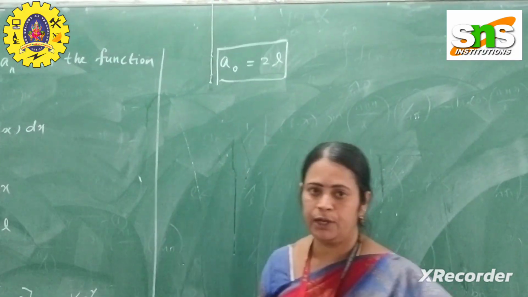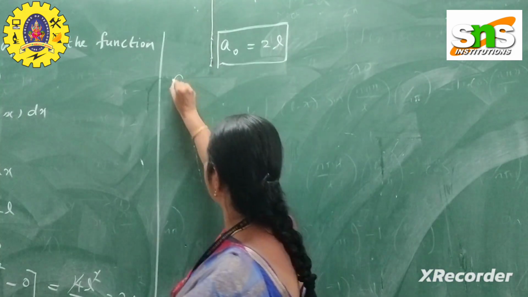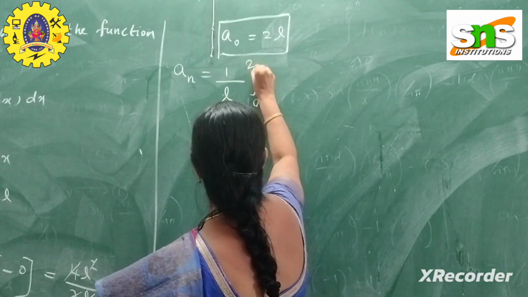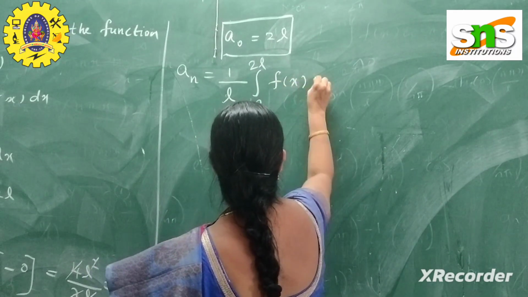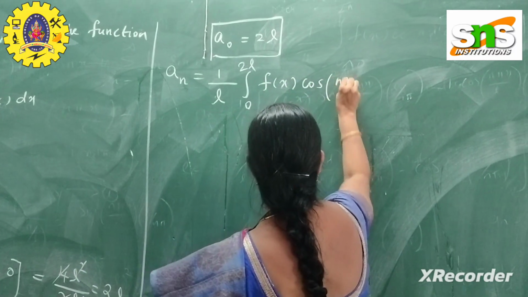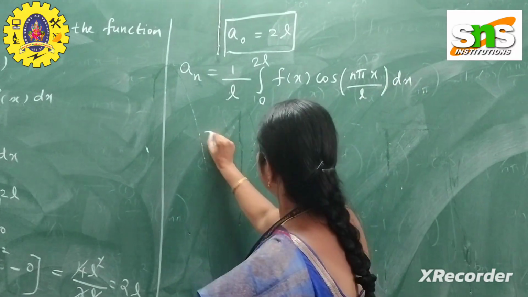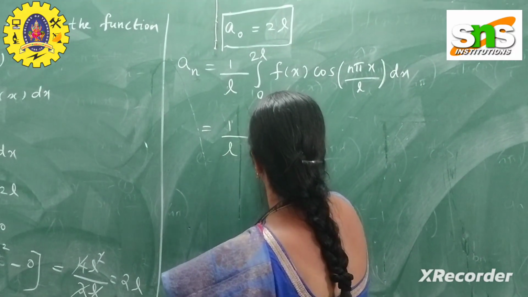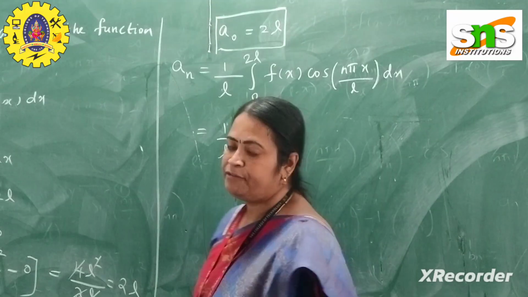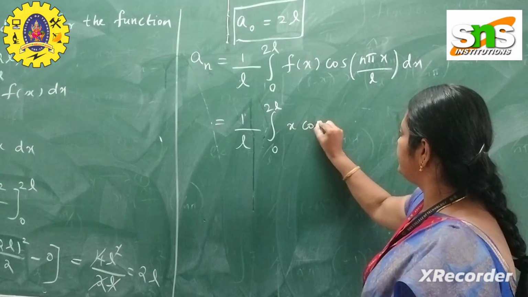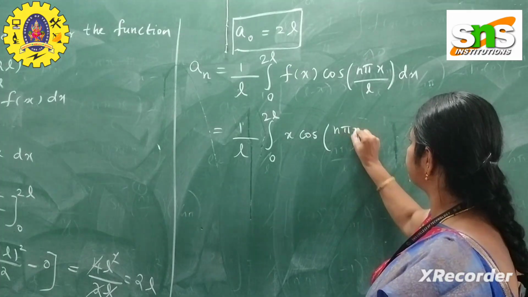Next you have to find the value of an. So an is given by the formula an equal to 1 by L integral 0 to 2L f of x into cos n pi x by L dx. So it is equal to 1 by L integral 0 to 2L, our f of x is given by x, so x into cos n pi x by L dx.